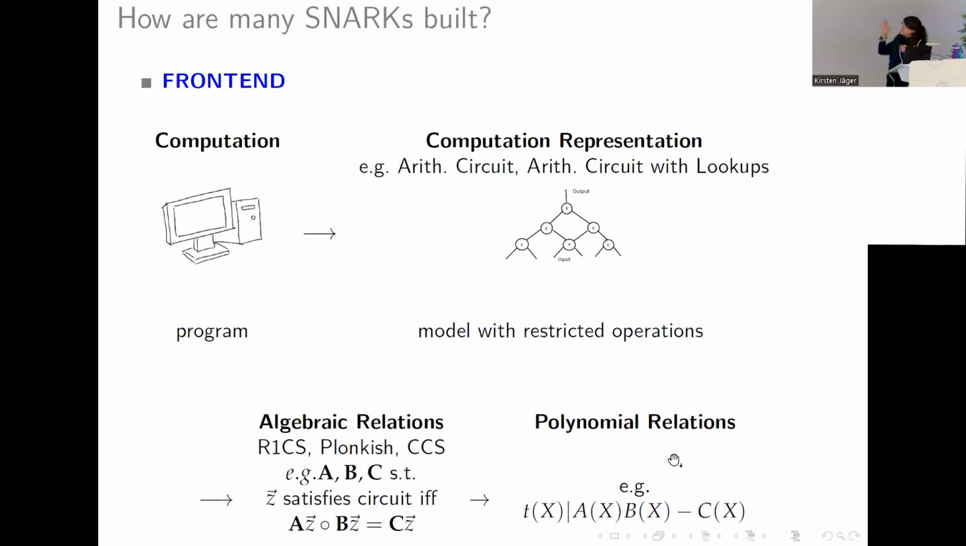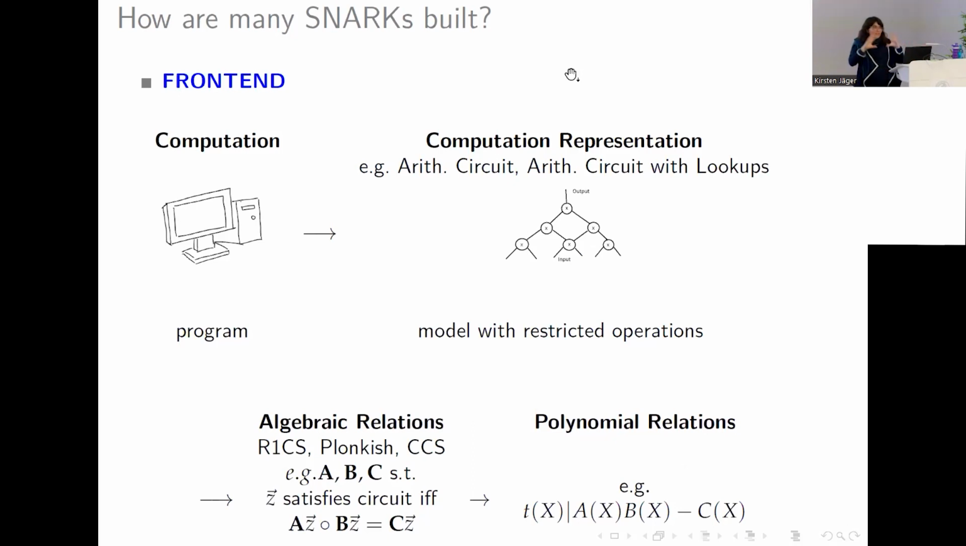You have a computation that you want to run, and the question is how you process this information into something that you can build later to build a SNARK. This front end starts: you want to run a computation and prove that it's correct, and what you first do is represent it in some ideal model. So you idealize it and say, okay, my computation is like some kind of arithmetic circuit.